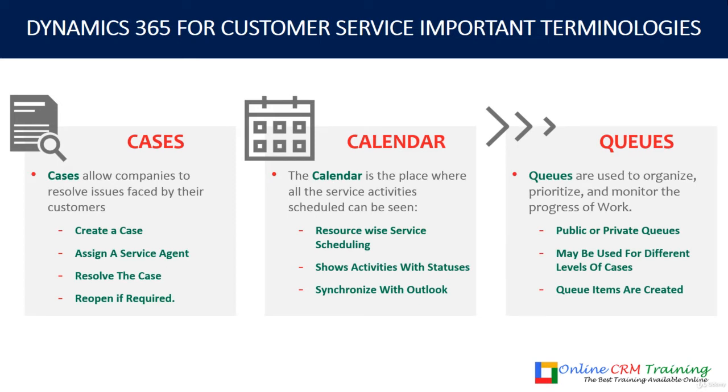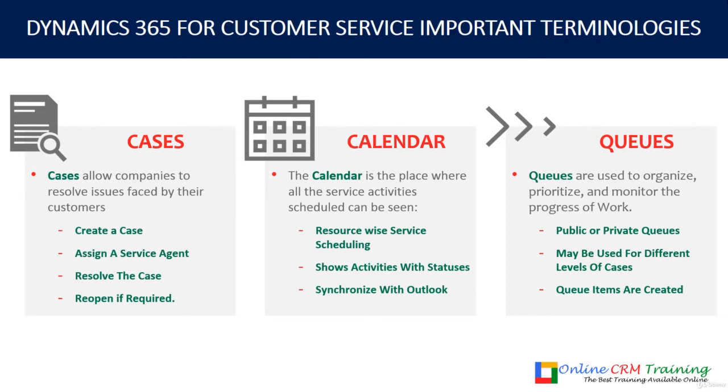The next one is queues. Queues are a really important concept in Dynamics 365, and they are used to organize, prioritize, and monitor the work progress. So for example, if you receive a case and you need to know that the case must be resolved by a team, what you can do is send the case to a specific team queue, right? And whoever is part of the team is going to see that case and can pick it up and start working on it.